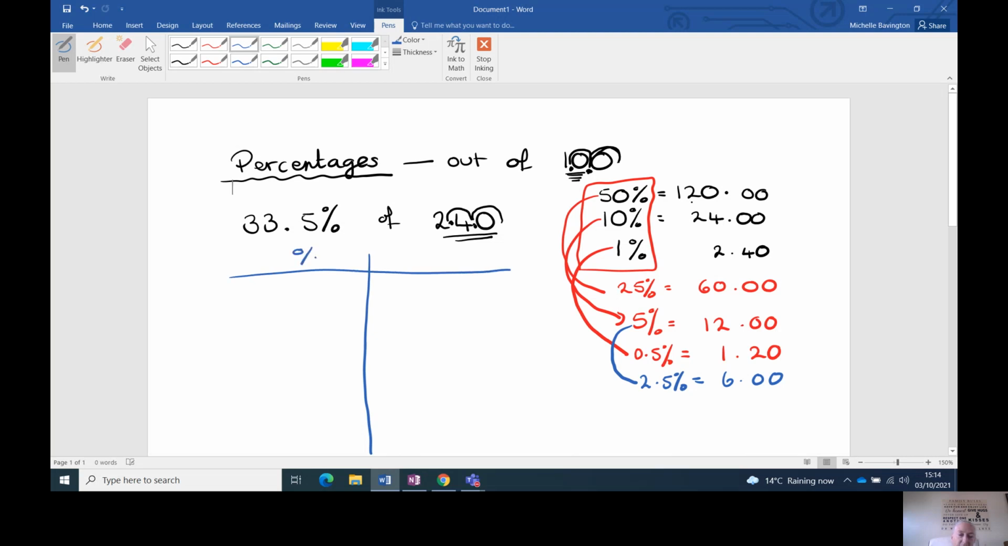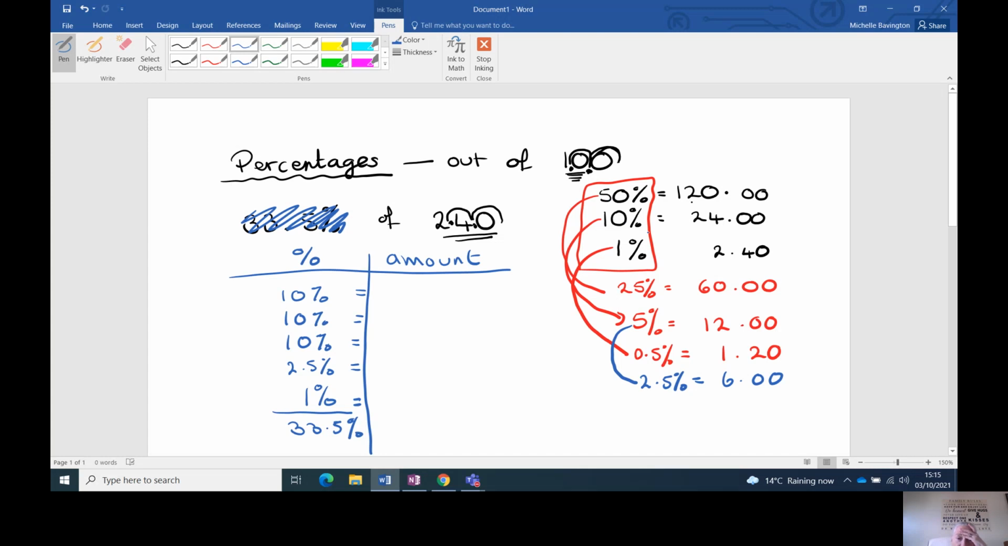So this is my percentage, and this is the amount. I need 33.5. I'm going to use the 10%, 10%, 10%. I'm going to use the 2.5% and the 1%. Just check: 10, 20, 30, 32.5, 33.5.